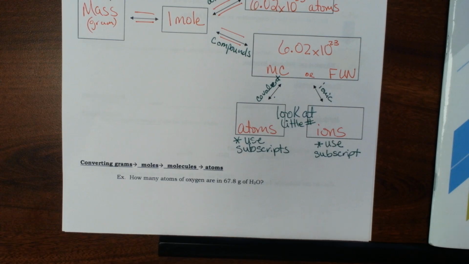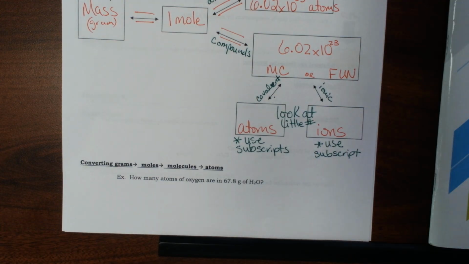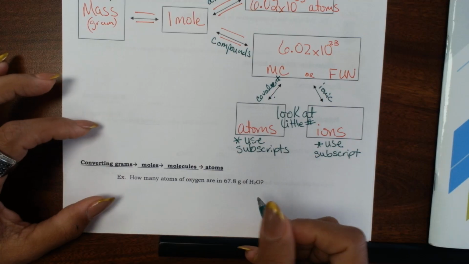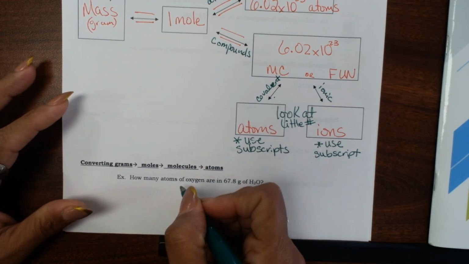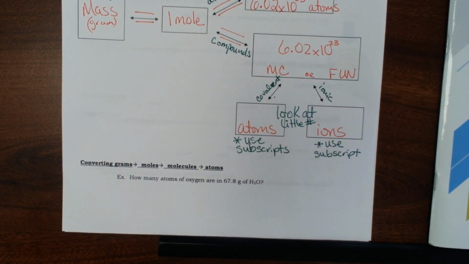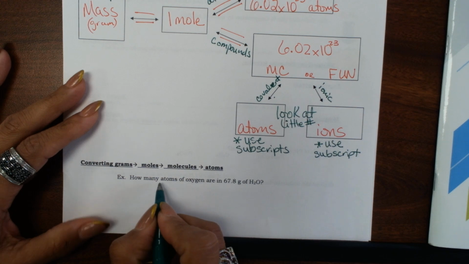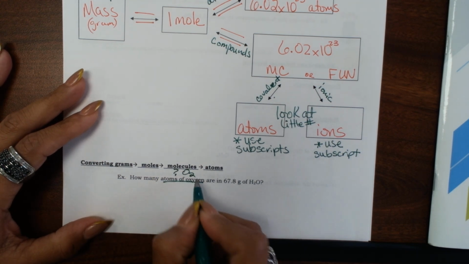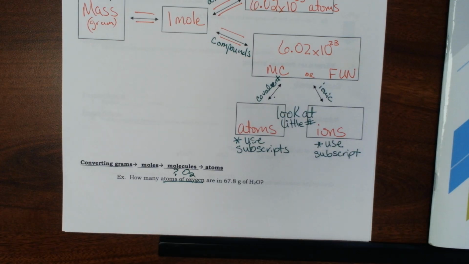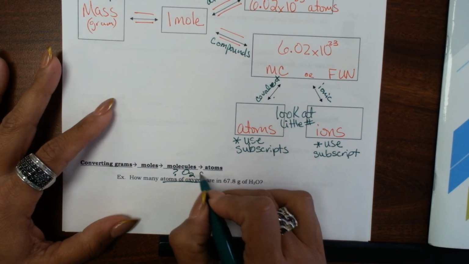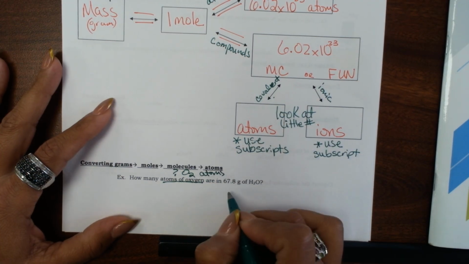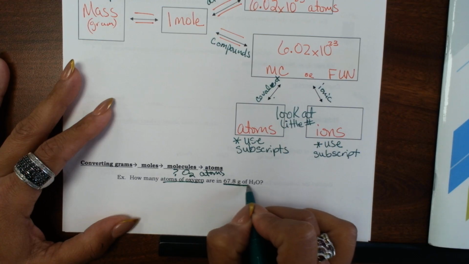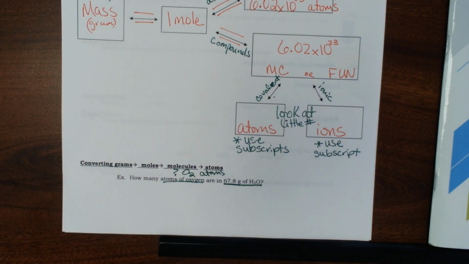It says here, let's do a little bit of conversions, or a little bit of math. We want to start off and say, how many atoms of oxygen? Okay, so we're looking for how many oxygen atoms, or O2 atoms, are in this much, 67.8 grams of H2O.